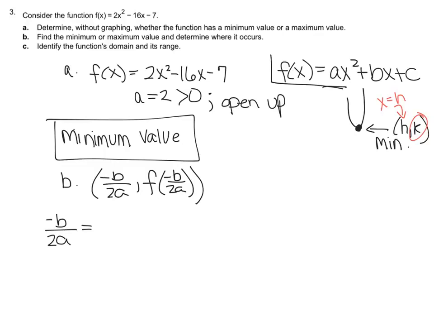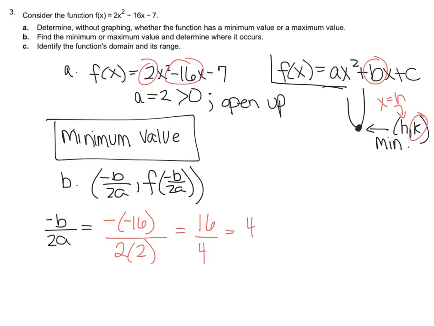Right, so our value for b is negative 16. So I have a negative of negative 16 divided by 2a, and the value for a is 2. So we have negative times negative is positive. I have 16 divided by 4, which is 4. So my value for h of the vertex is 4. Now I'm going to find f of 4.